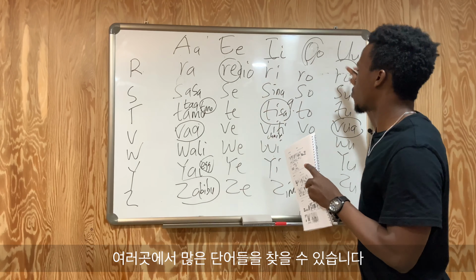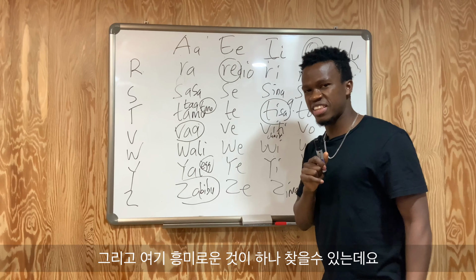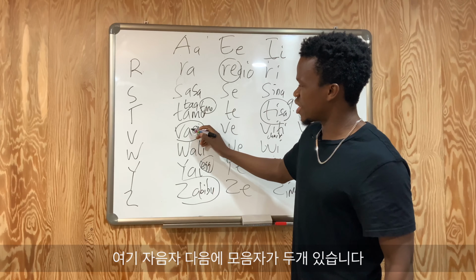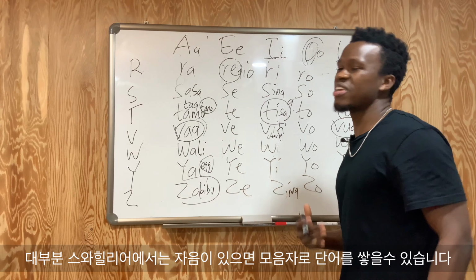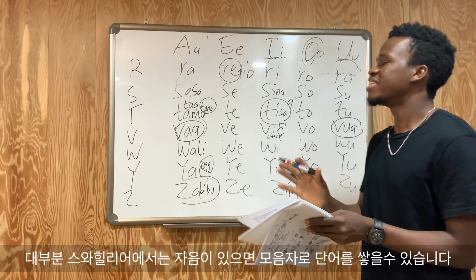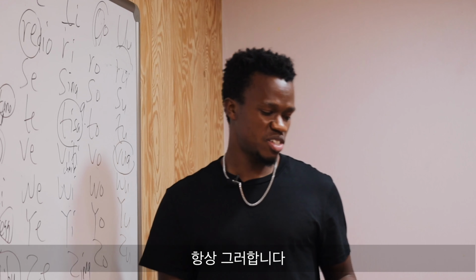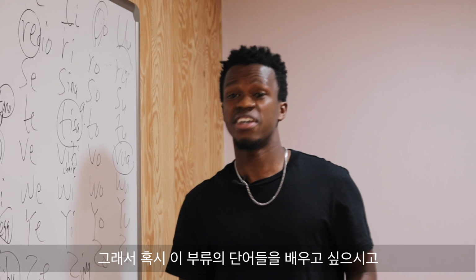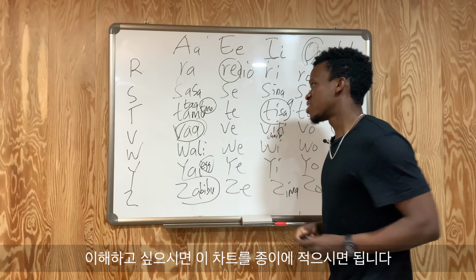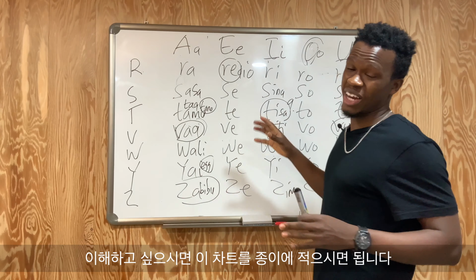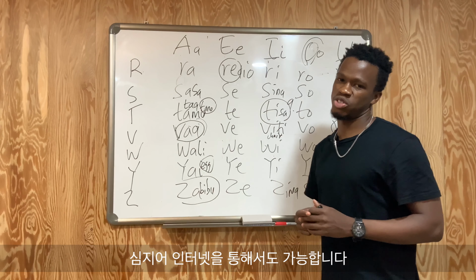All right. So honestly, I've tried to use the first line, but you can find so many words from everywhere here. And one interesting thing you may notice is that you have a consonant and then you have vowels. So in Swahili, most of the time, if you have a consonant, you can just build up your word with vowels. Consonant and vowels. It's always like that. If you want to learn more of these words, you can write this on your piece of paper and try to find different kinds of words, even through the internet.